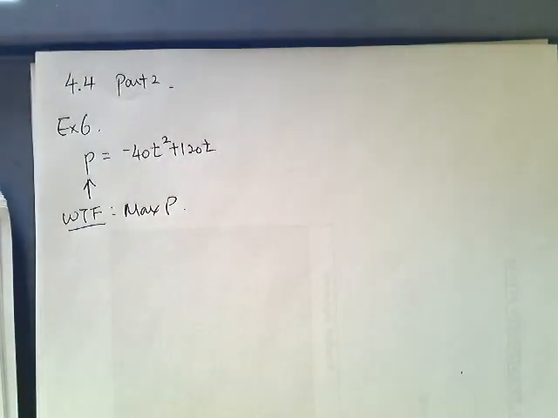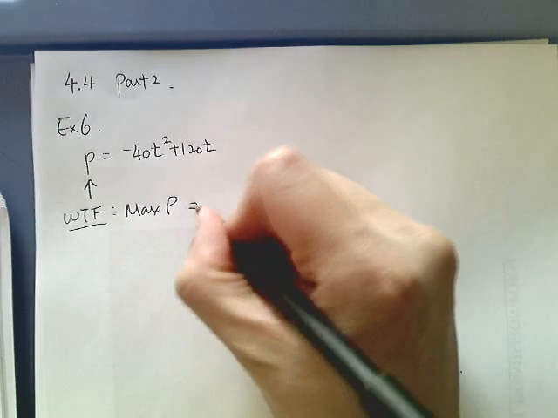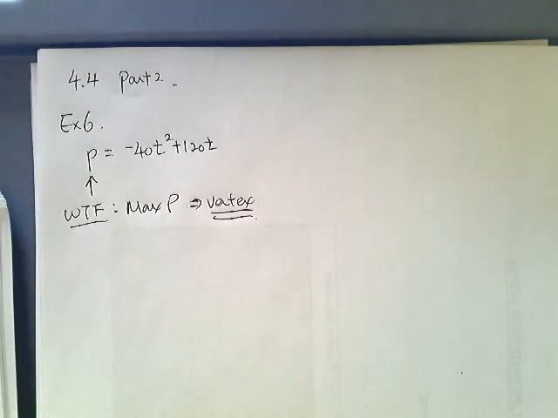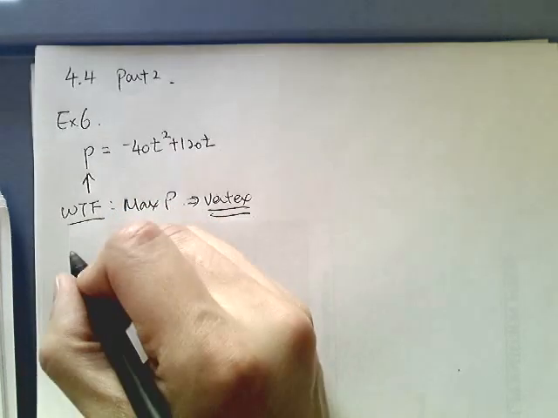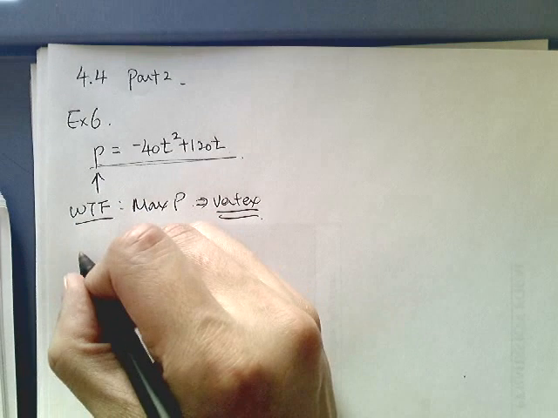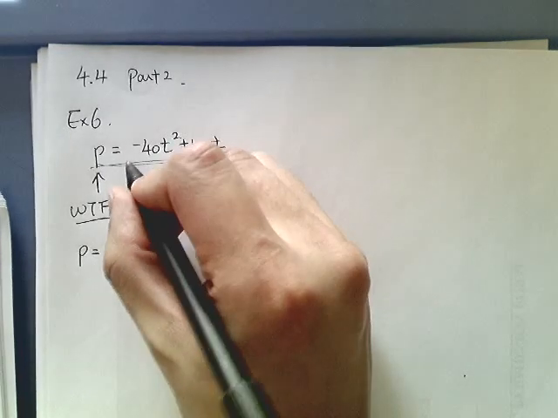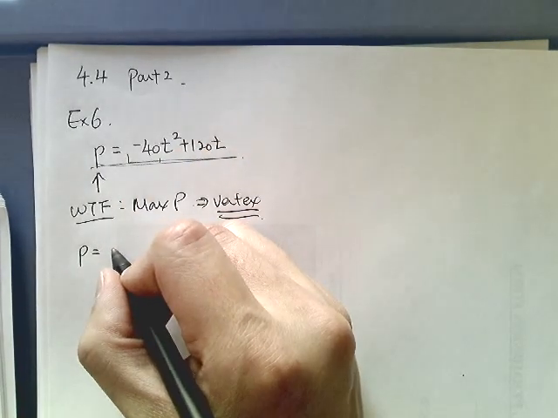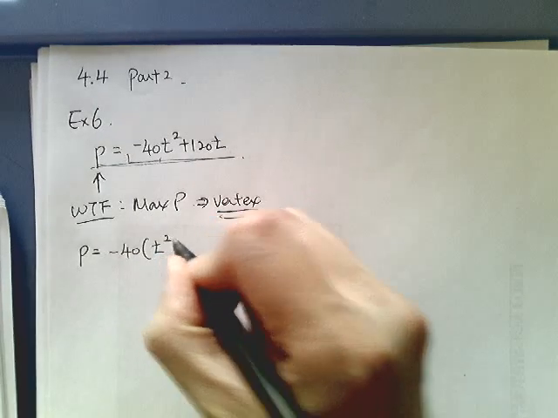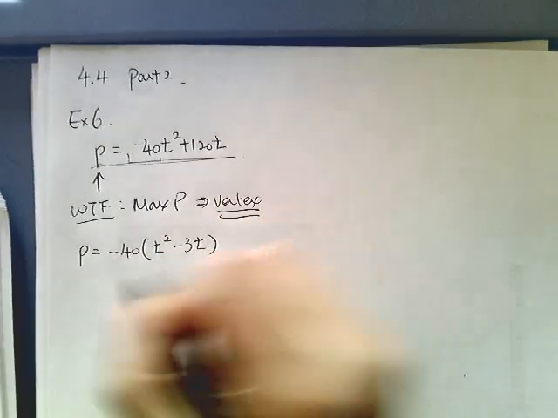Now as soon as you see max P, what you need to think of is vertex. Okay, remember from the vertex we can easily get what the max or min is. So let's take a look at our equation. It is in standard form, so we need to change this to vertex form. So do the same thing as before. Whatever the number for the t squared or the x squared or whatever the variable squared, you factor that out. So negative 40, then t squared minus 3t.